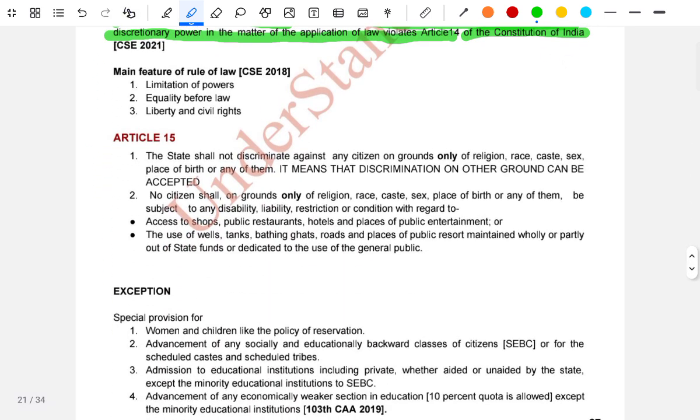Main features of the rule of law: first, limitation of power; second, equality before law; third, liberty and civil rights.